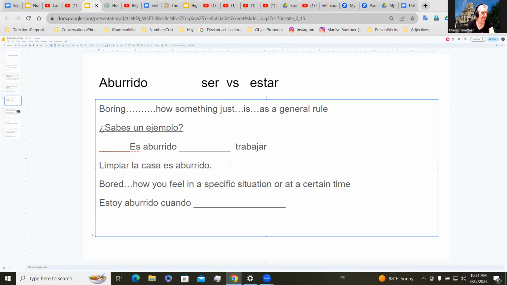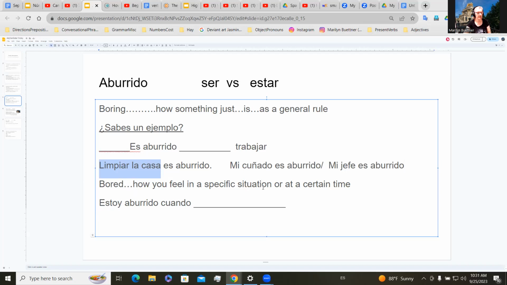See? Por ejemplo. If you've got a brother-in-law whose company you do not enjoy, you might say, mi cuñado es aburrido. Mi jefe, my boss, es aburrido. My boss is a yawner. He is boring. You know, you can insert a person in there. It can be a person or it can be an activity. See? But bored is always where we use estar.